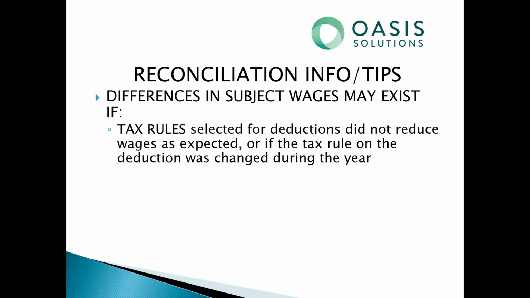The first thing that could cause a problem are the tax rules that are selected on the deductions when they are set up. When you set up your deductions, you select a tax rule that kind of tells you how that deduction is supposed to behave in relation to pre-tax and post-tax calculations. If a tax rule was incorrectly selected, it may not have reduced your wages as you expected it to, or vice versa. Maybe it reduced when you didn't expect it to. So that could be one of the reasons why you might see a difference there.